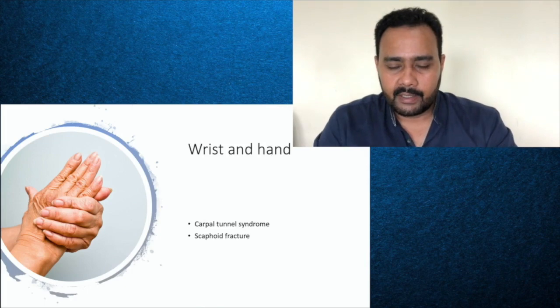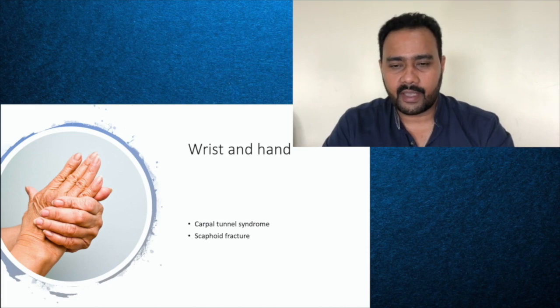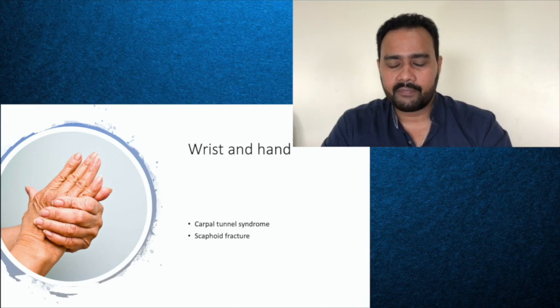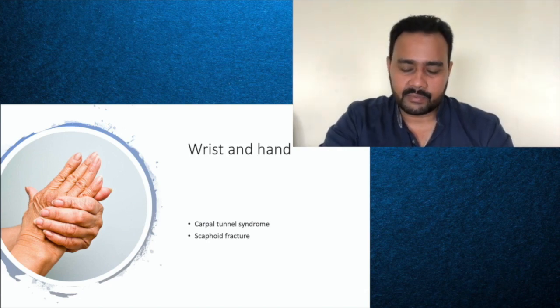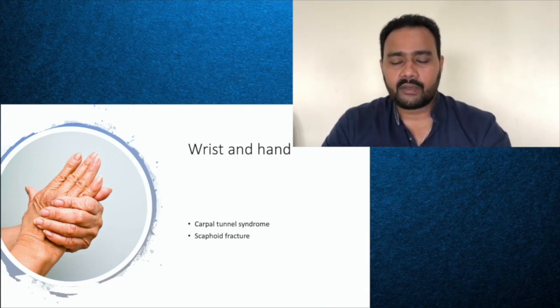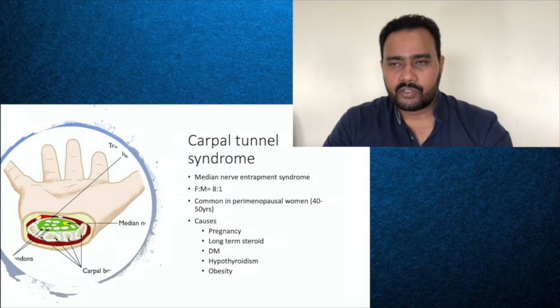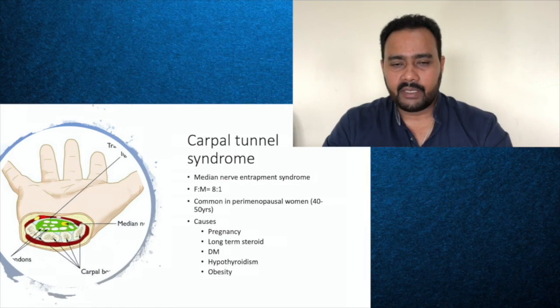Okay. Next region we will move to the wrist as well as the hand, right. There are two important things we need to discuss: carpal tunnel syndrome and the scaphoid fracture. What is the important anatomical basis behind these clinical symptoms as well as the clinical features? First of all, in the wrist, you know there is a tunnel called the carpal tunnel. There is a flexor retinaculum, which forms the wrist into a tunnel, and through this tunnel the median nerve travels, right.